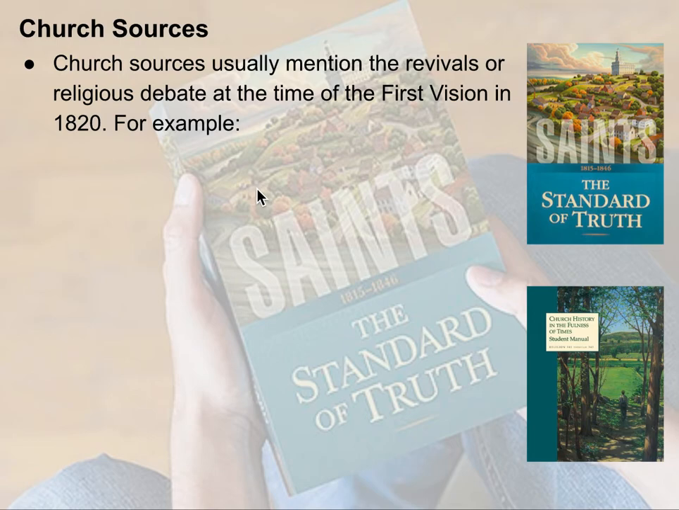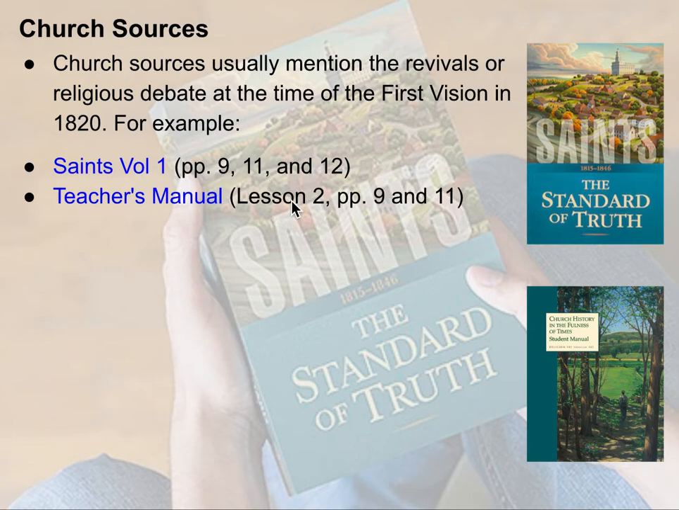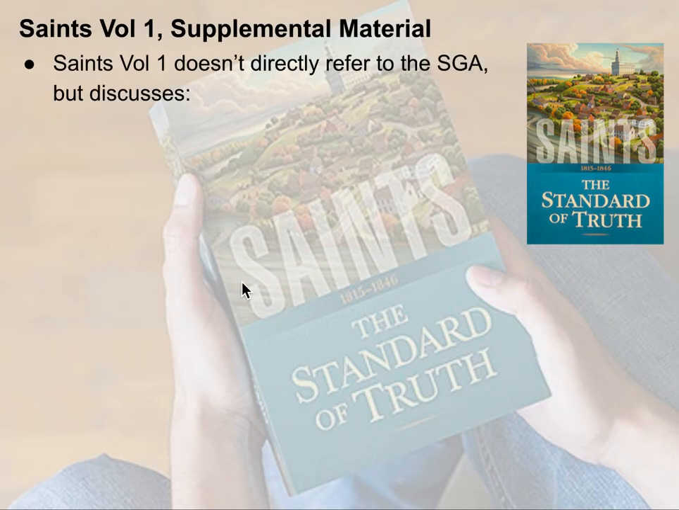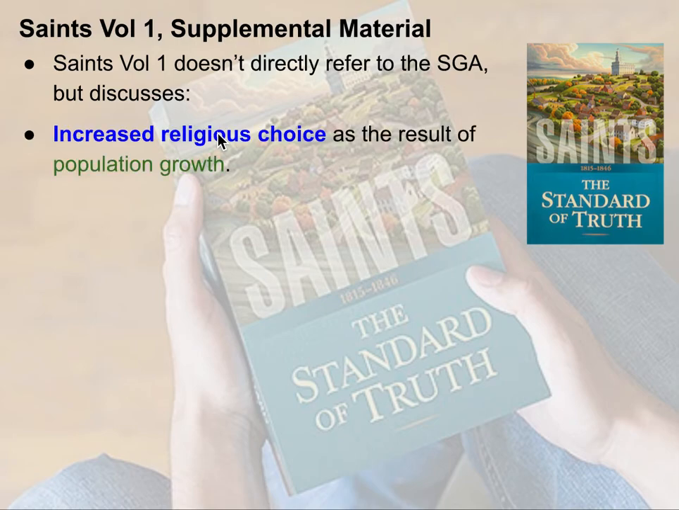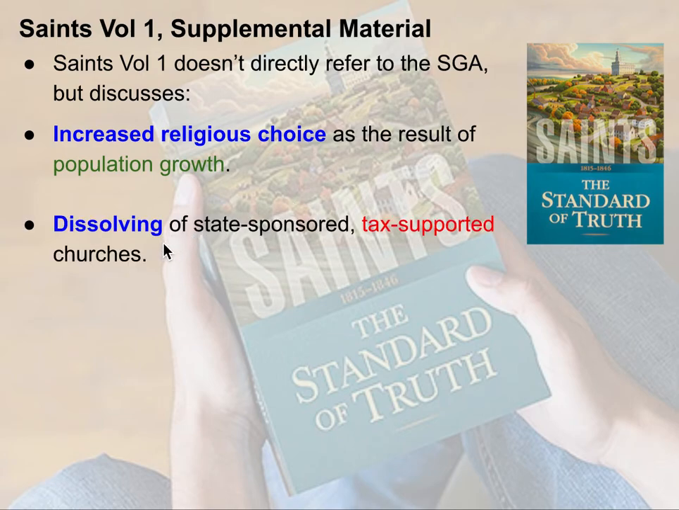So basically, most church sources usually just mention the revivals or the religious debates happening at the time of the First Vision in 1820. For example, just out of Saints, you can find it on these pages and in the teacher's manual on basically pages 9, 11, and 12. So there is information in the supplemental material in Saints Volume 1. Like I said, it doesn't directly refer to it, but at least these supplemental sources do discuss the increased religious choice as a result of population growth, and the dissolving of state-sponsored, tax-supported churches. So let's look at these quotes from the supplemental material.